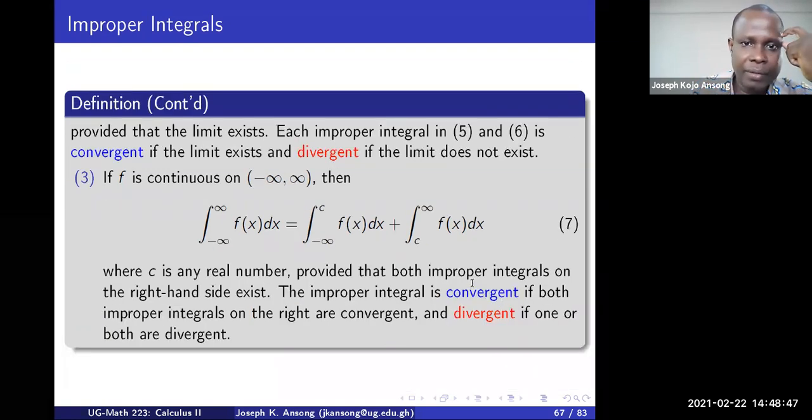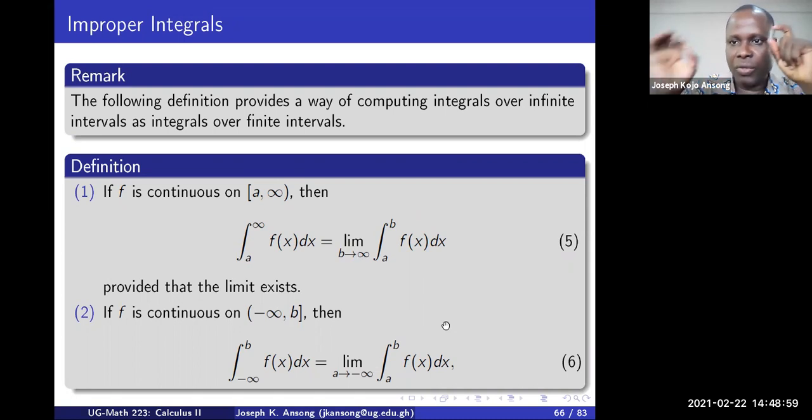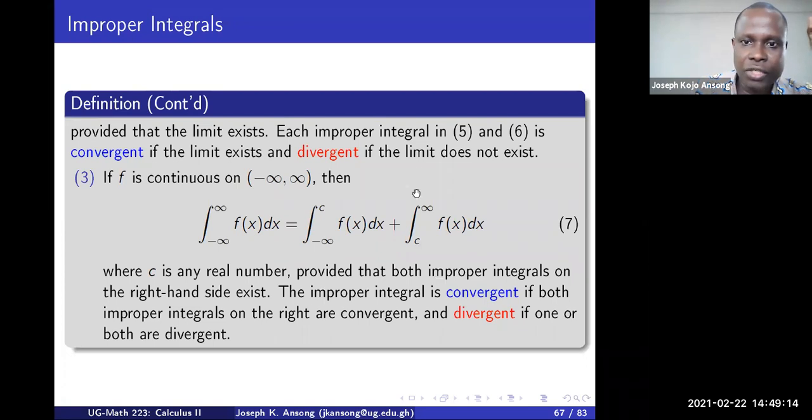Thirdly, well, before I go to the third one, remember that if these are convergent, if the integrals are convergent, if the limit gives you a finite number or value, then this integral is convergent. If it doesn't converge to a finite number, it goes to infinity or negative infinity, then it is divergent. Okay, so each of the improper integrals is convergent if the limit exists and divergent if the limit does not exist.